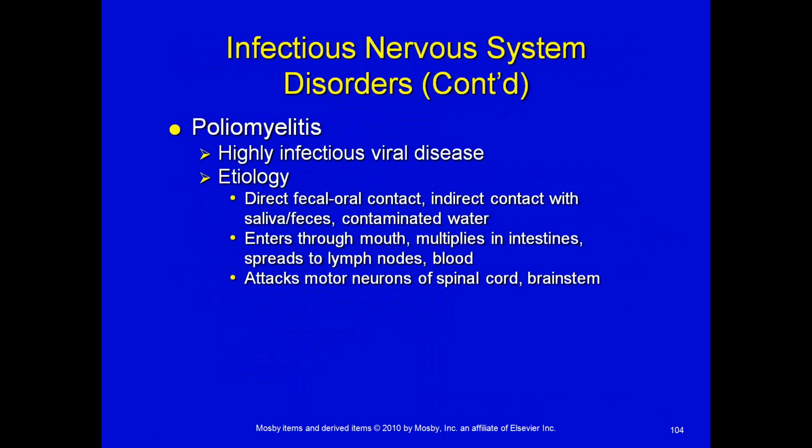Poliomyelitis is a highly infectious viral disease. It's caused by direct fecal-oral contact and indirect contact with saliva and feces, and can be found in contaminated water. It enters through the mouth, multiplies in the intestines, and spreads to the lymph nodes and the blood, and then attacks the motor neurons of the spinal cord and brainstem.